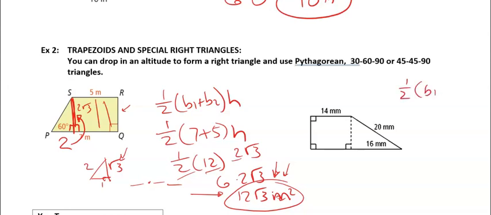1/2 base 1 plus base 2, which is averaging your bases and multiplying by the height. Do we have both of our bases? Nope, we sure don't. Well, if this thing is a rectangle and that's 14, what's it at the bottom? 14. So now we do have the bases. One of them is 14 and the other one is 30. Okay. And now we just have to multiply by the height. We have 16 something and 20. How are we going to do that?